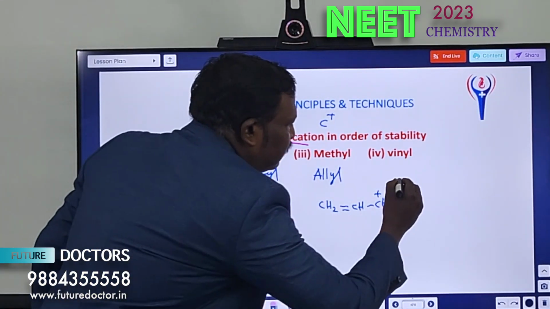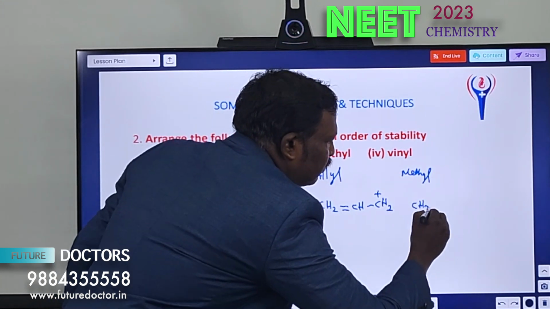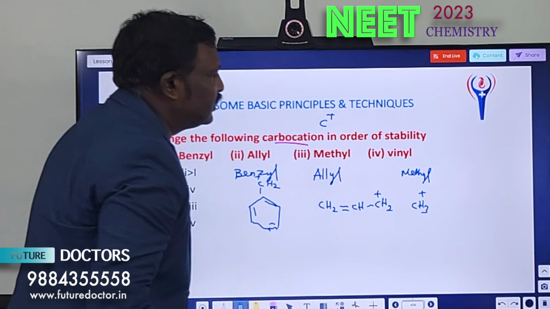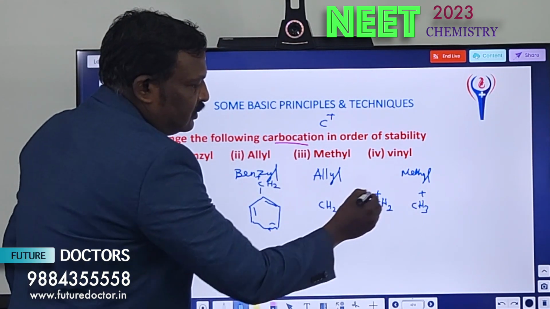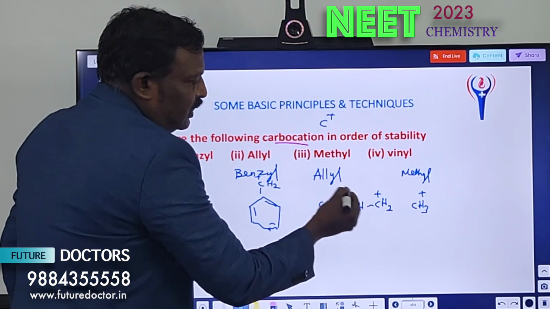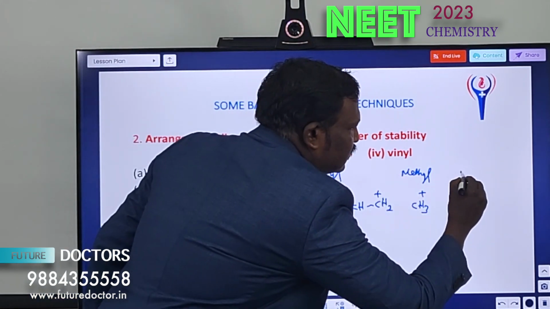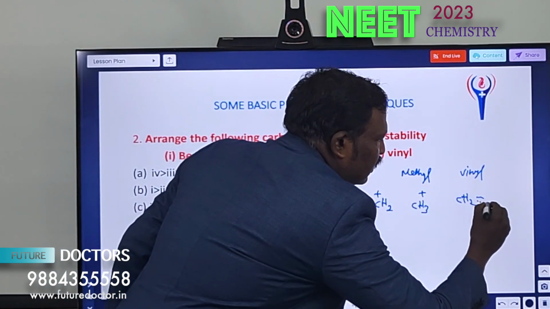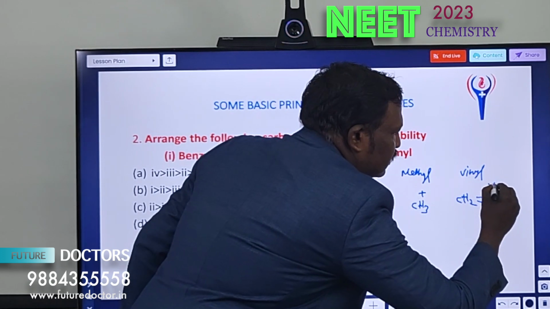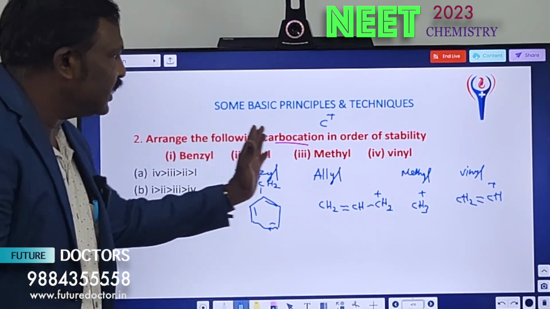Methyl means simply CH3+. Understood? Then vinyl means you put the plus here. Instead of allyl CH2+, vinyl is CH+. That's the difference. So vinyl is CH2=CH+. This is the structure. Understood? Now you have to arrange them in decreasing order of stability.